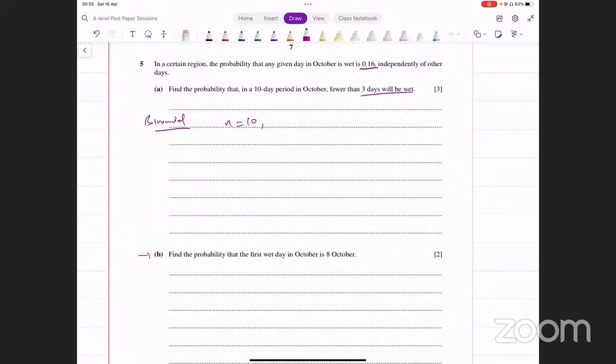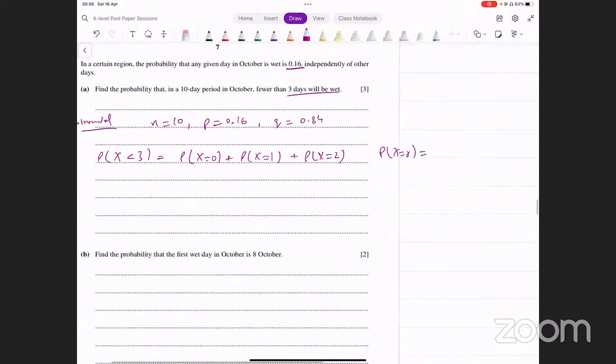with n 10. Probability of success, being wet is basically a success. The day being wet, that's a success, and the failure is 0.84. Okay. You apply the formula. Probability of x less than 3, fewer than 3 की बात हो रही है. So you'll just find the probability of x equals 0, x equals 1, x equals 2. ये तीनों find कर लेंगे. Apply this formula: x equals r is nCr p raised to power r, q raised to power n minus r. ठीक है, ये आप अप्लाई कर देंगे, इन तीनों को ऐड कर लेंगे, we'll get your result. ठीक है, that's pretty straightforward.